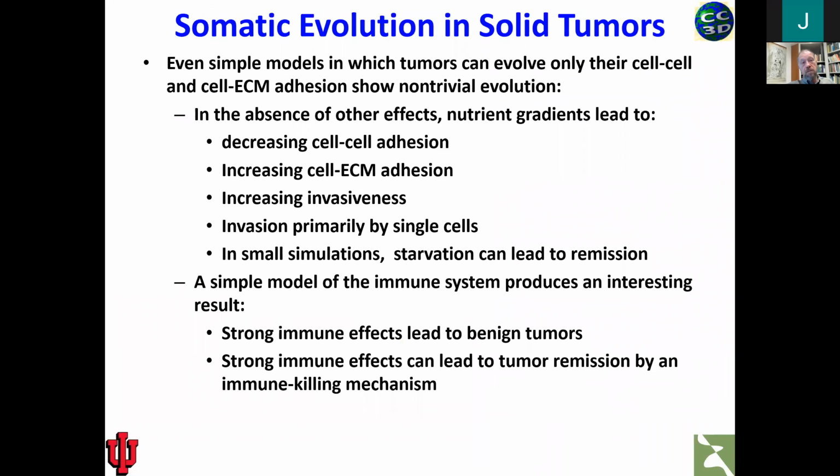And so the basic result in this simulation is that the nutrient gradients in the environment lead to decreasing cell-cell adhesion, increasing cell extracellular matrix adhesion, and increasing invasiveness. But in the presence of an immune system that's strong, you veto that selection, or at least slow it down, and you can delay the formation of invasive tumor.